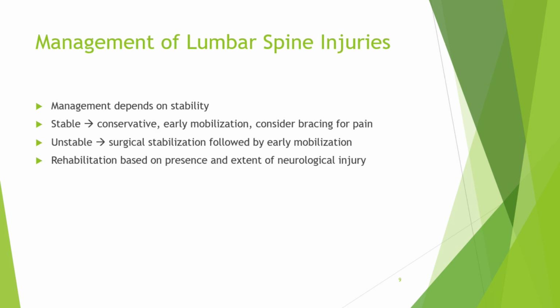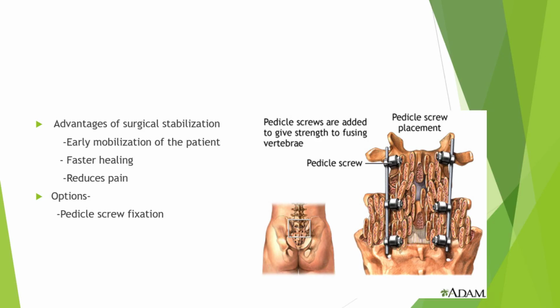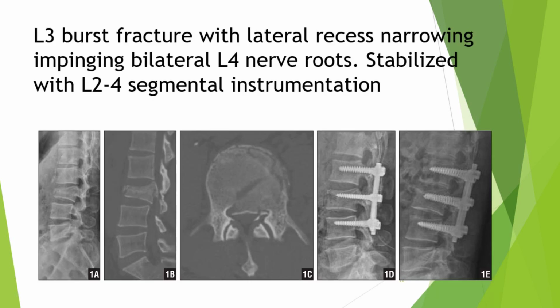Lumbar fracture management is conservative with stable fractures and surgical with unstable fractures. Early mobilization is important for all lumbar fractures. The aim of surgical stabilization of the lumbar spine is early mobilization to result in faster healing and reduced pain. Here is a burst fracture of the third lumbar vertebra and a postoperative X-ray after fracture fixation.